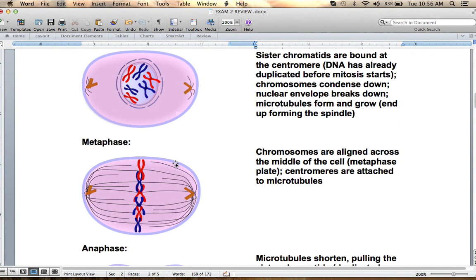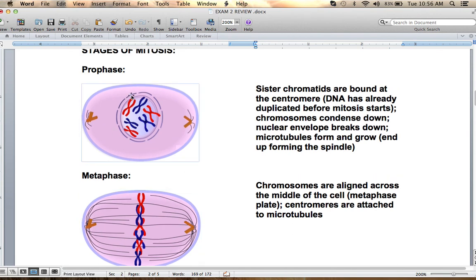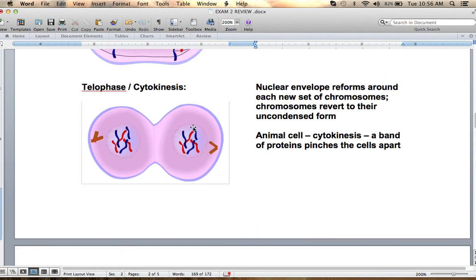And just remember that in this picture, in prophase with this parent cell, the chromosomes had already duplicated. So before this duplication occurred, there were 6 chromosomes, and at the very end, there will be 6 chromosomes in each of the daughter cells.